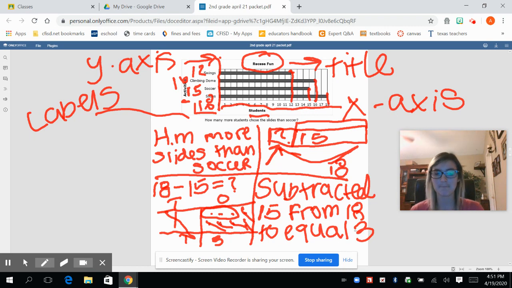So guys, remember, make sure that when we first see a graph, you look for a key if there is one. This graph didn't have one, but some will. Look for a key. Look at the labels, the title, the axes, and we want to make sure we're using all these strategies to figure out how many of each item they're looking at so we can solve problems like this. And make sure when we solve these problems that we're using our 4-step process.